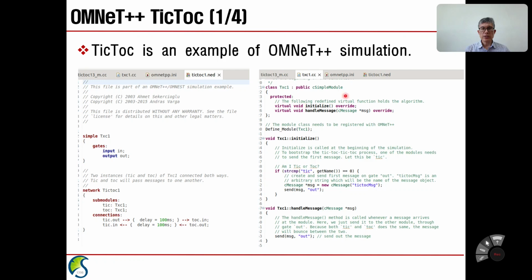And here on the right-hand side we have the public part. For Tic and Toc, the class is inherited from the cSimpleModule. Initialize and handleMessage are virtual functions we need to implement here. I will explain initialize and handleMessage one by one.